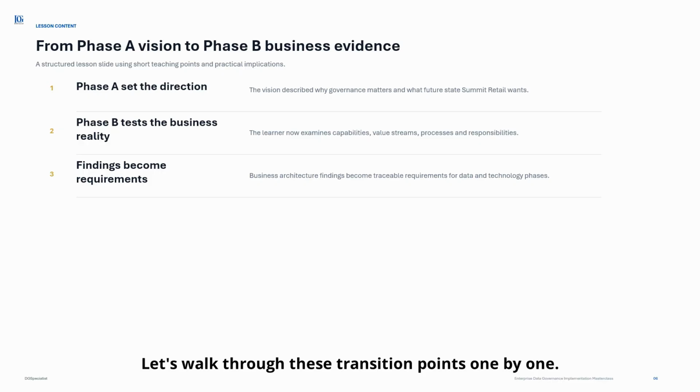Let's walk through these transition points one by one. First, remember that Phase A successfully set our direction. The vision we built described exactly why governance matters and painted a picture of the future state Summit Retail Group wants to achieve.